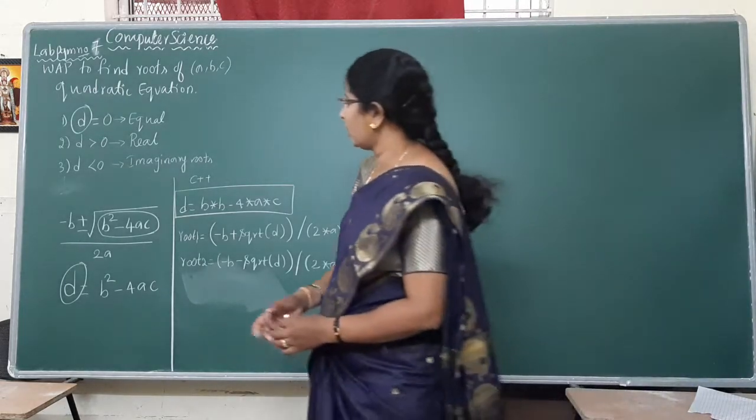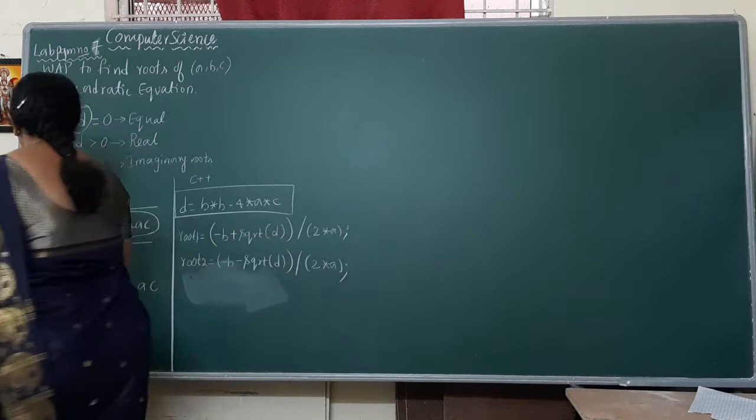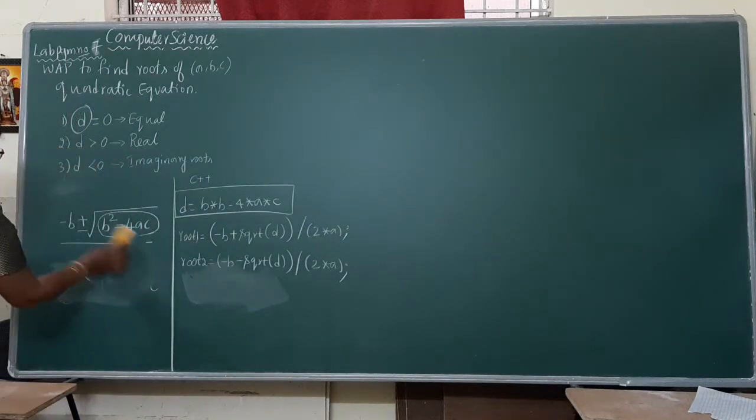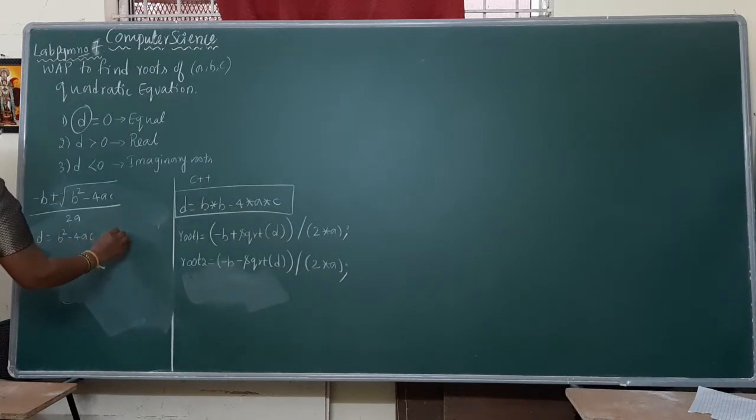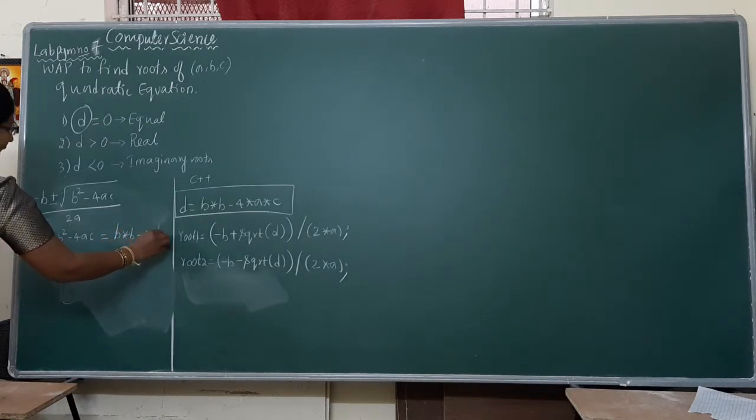Did you understand how to write the equation? So I'll write the equation here. This is your quadratic equation. What is the quadratic equation? Minus b plus or minus square root of b square minus 4ac, divided by 2a. That b square minus 4ac can be written in the form of a C++ expression, b into b minus 4 into a into c.